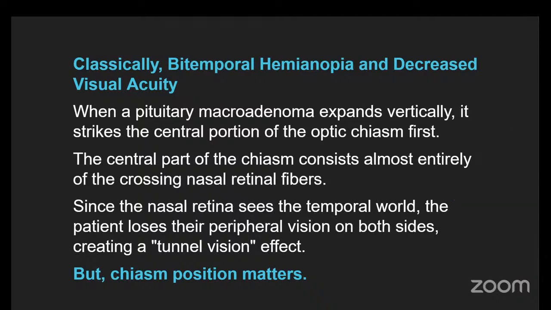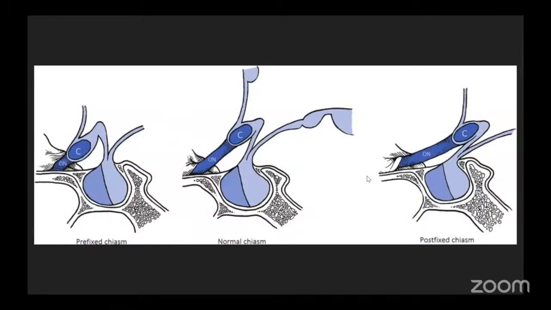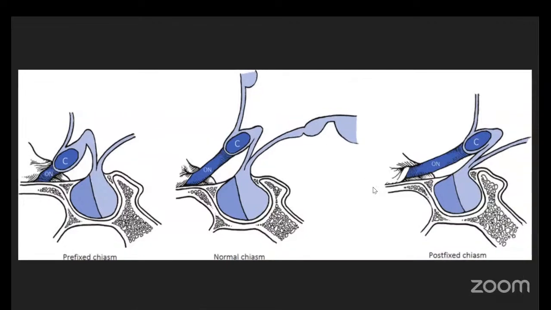Yes, ma'am. What happens if the chiasm position is different? This is a better illustration, at least better than mine. You can clearly see what is going on here. Let me change the color. This is the normal chiasm. Normal chiasm is here. This here is the normal pituitary, assuming that we have a lesion that grows in this direction. There are going to be the nasal retinal fibers here, which are going to get compressed, and the patient is going to have bitemporal hemianopia.